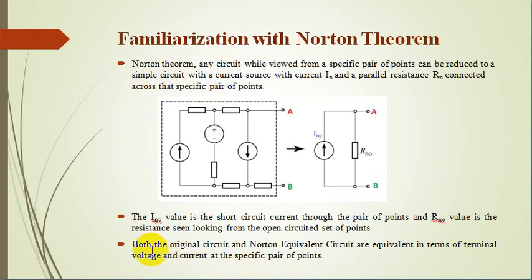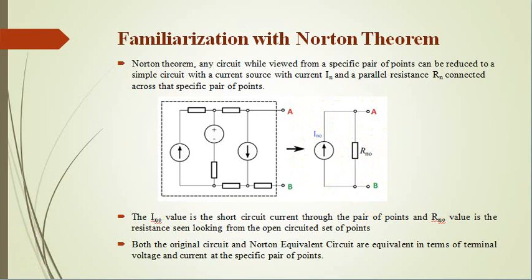This statement said that the original circuit and the Norton equivalent circuit are equivalent, again equivalent in terms of the terminal voltage and the currents at the specific pair of points. So if we take this original, complex circuit and find the voltage and current at points A and B, it should be the same as when we solve the Norton equivalent circuit and find the values at A and B. Then we can say that the voltage and the current are the same as those of the original circuit.